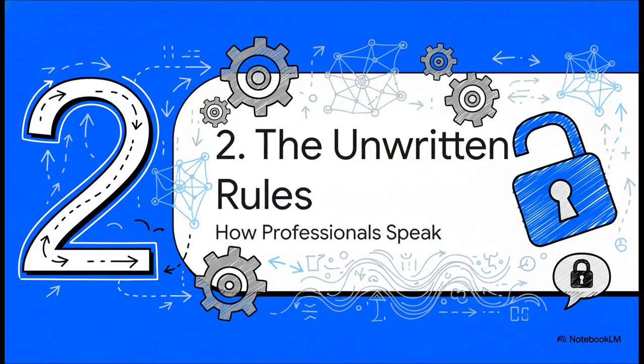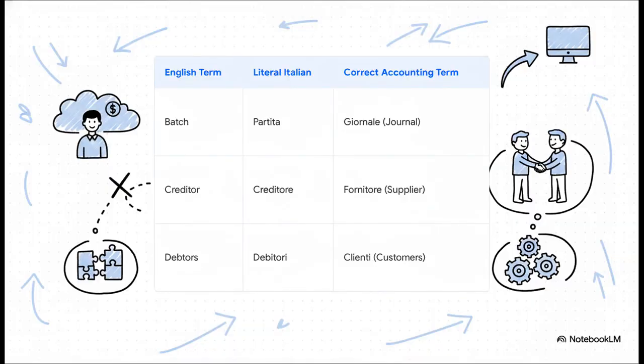Okay, so the first layer we hit isn't just about translating words. It's about all these unwritten rules for how professionals talk. You get these wrong, and the software isn't just awkward, it's basically unusable. And look at this. It's a perfect example. A literal translation of debtors would be debitore, but in Italian accounting, that's not the term they use. They say clienti, which means customers. You're not just translating a word, you have to translate an entire professional concept.